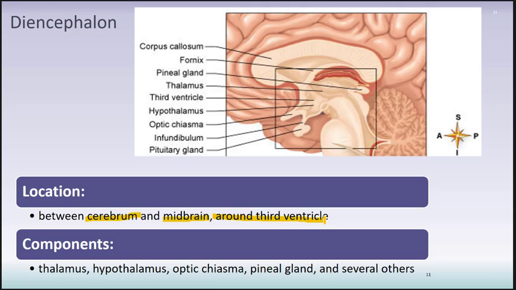Some of the main components of the diencephalon are listed below. So we have the thalamus, the hypothalamus, the optic chiasma, and the pineal gland. But there are other structures that are technically a part of the diencephalon.